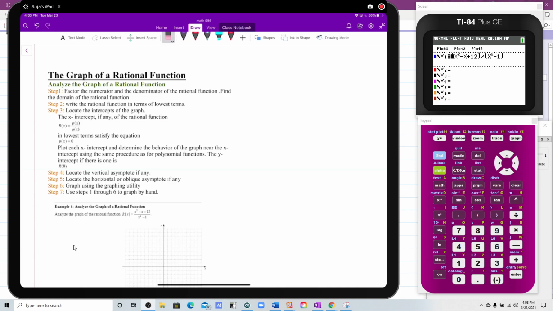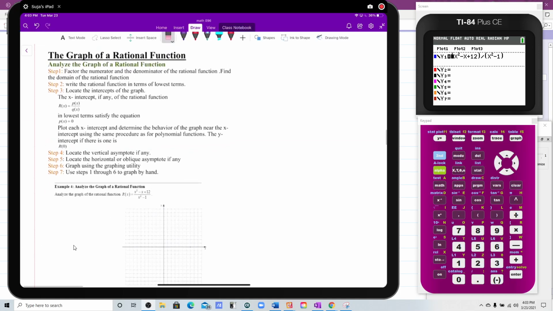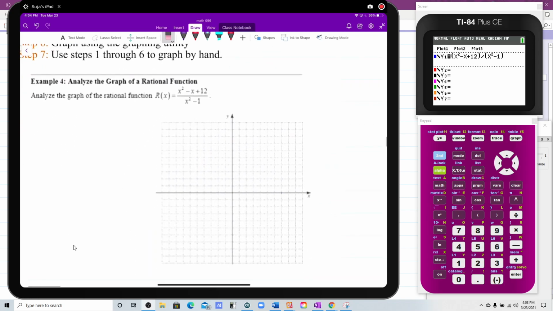Okay, so this is the same problem like the one we did before. Example 4 in your reading assignment. Following the same steps, the problem is to analyze the graph of a rational function. R of x equals x squared minus x plus 12 over x squared minus 1. So I'm going to go through the 7 steps and we'll be graphing this same function as I did before.